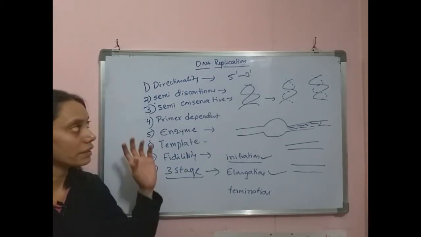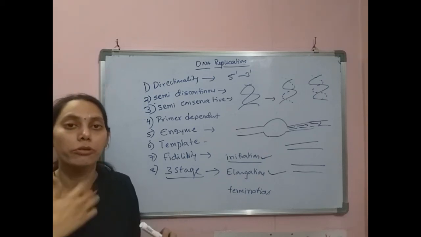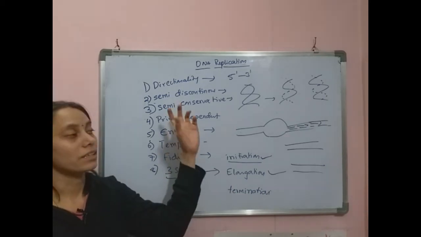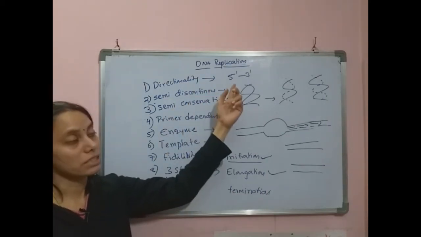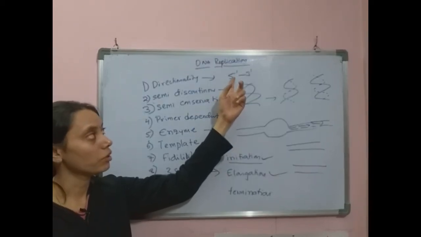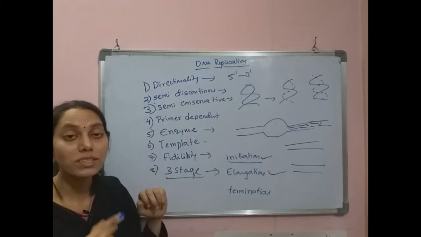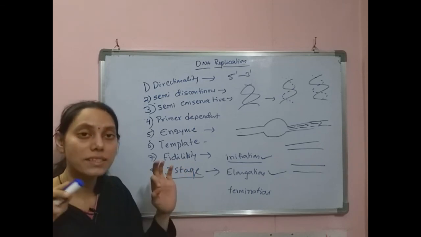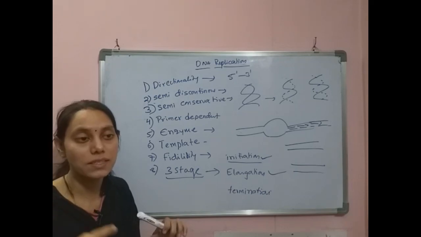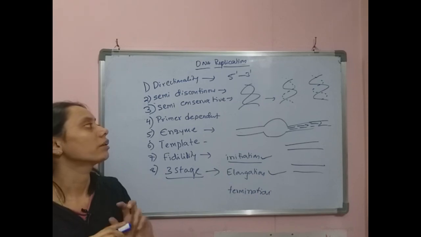So these are the basic characteristic features of DNA replication that must be understood before we go for the actual process of DNA replication. DNA replication has directionality: the addition of nucleotides occurs only in the 5' to 3' direction. It is a semi-discontinuous process because the lagging strand synthesis will be discontinuous. The lagging strand will be synthesized in the form of small stretches called Okazaki fragments.